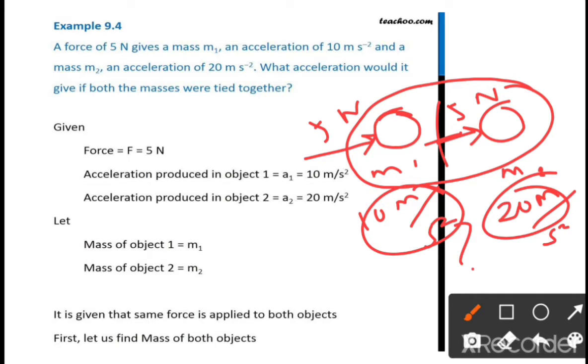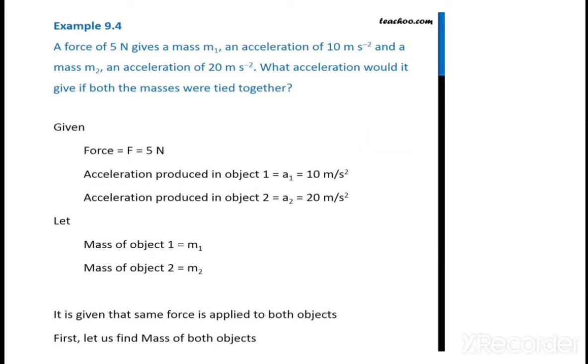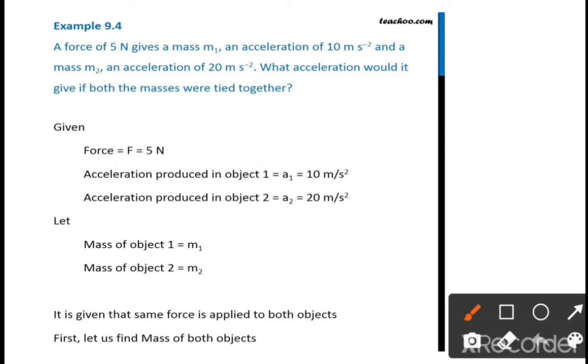For the force of 5 Newton. So listen to the solution. Force F equal to 5 Newton. Acceleration produced in object 1, a1 equal to 10 meter per second square. Acceleration produced in object 2, a2 is 20 meter per second square. So the mass of object 1 is m1 and object 2 is m2. It is given that the same force is applied to both objects. So let us find the mass of both objects.